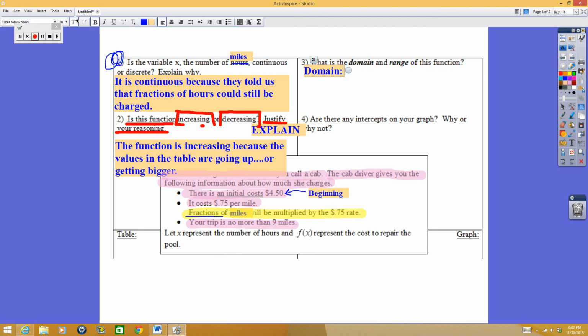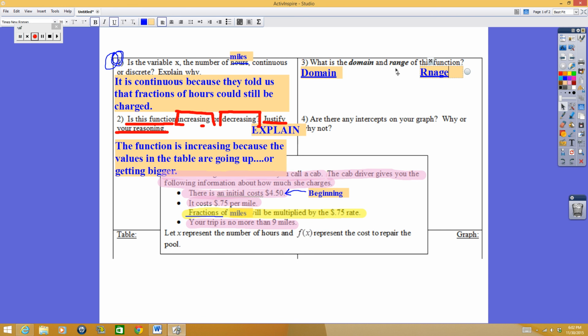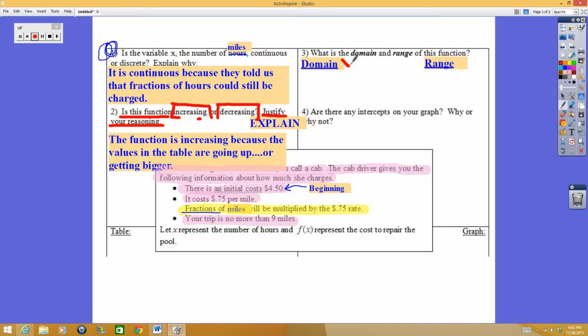Let me write it down. I like being neat. So I'm going to do my domain under here. I'm going to do a little underline because of my vowels. Okay. Range. Remember, domain is with your x's. Range is with your y's, right?